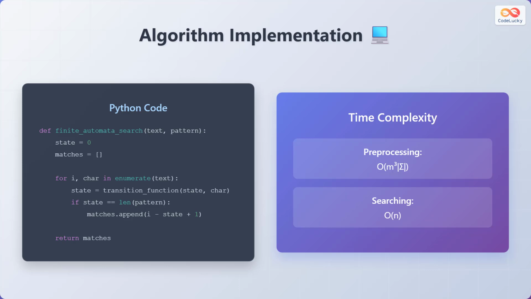The preprocessing step has a time complexity of big O of m cubed times the size of the alphabet, while the searching step has a time complexity of big O of n.